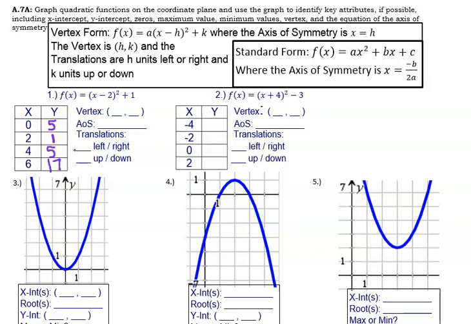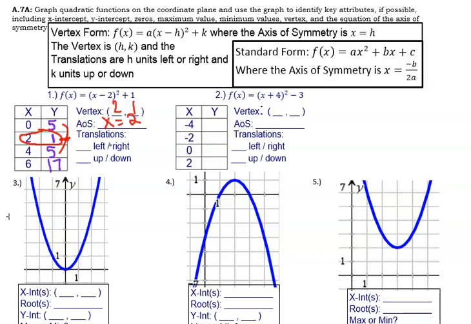Now, our vertex is going to be when the y value starts changing. Notice that these 5s are the same. And then there's a 1. We look for the coordinate pair that is in between the two same y values. So the vertex would be 2, 1. The axis of symmetry is the x part of the vertex, x equals 2.